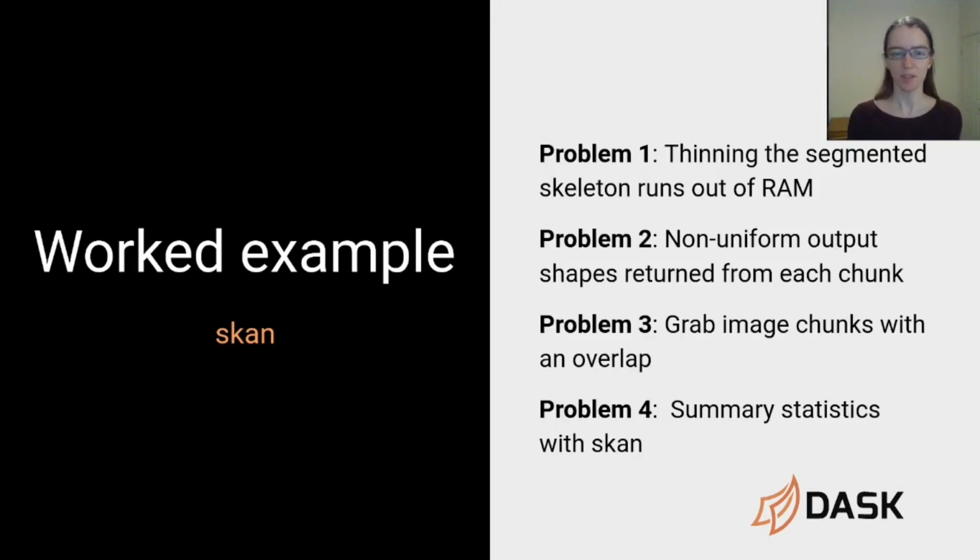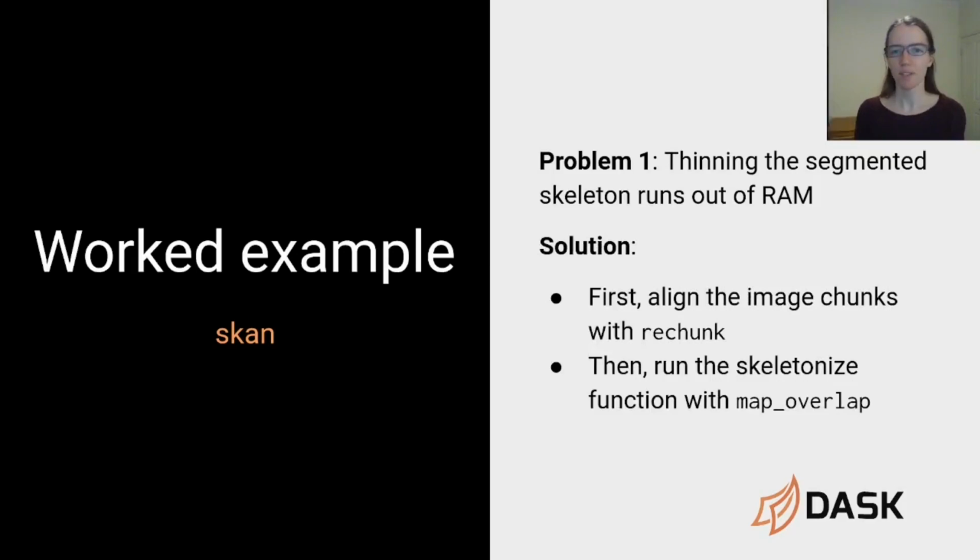Working through the prototype uncovered a number of problems. Some, like the first one here, were expected. The others, not so much. Let's look at each of these in turn. So the first problem was the one we'd anticipated. We already knew that large input data, images with lots and lots of voxels, can run into memory problems when you use scikit-image and the skeletonize function. To solve this, I did two things.